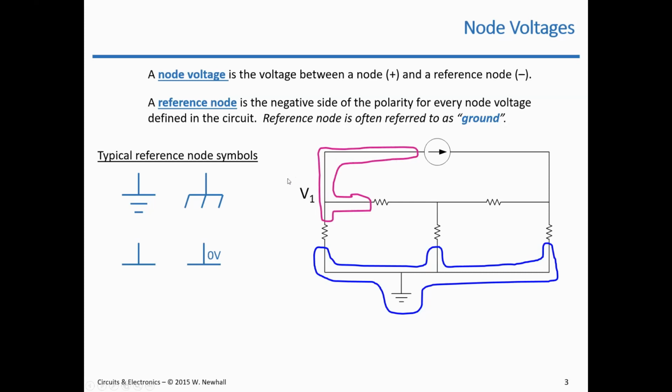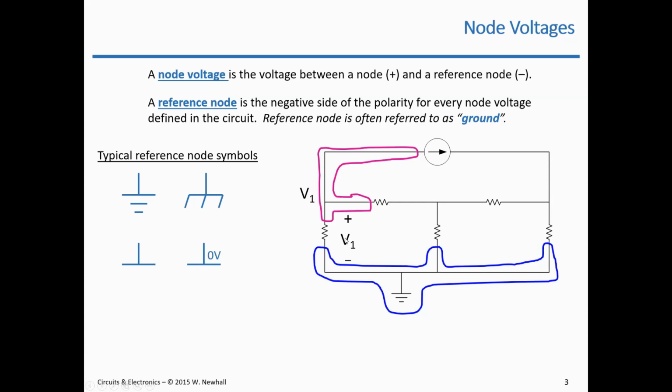Remember V1, this node voltage, I haven't shown any polarity on this. Every other voltage I showed prior to this had a polarity. That's because this polarity is implied. A node voltage is the voltage between this node, this pink node, and a reference node, the blue node, where the positive sign is at the pink node and the negative sign is at the blue node. So V1 is between the pink node and the blue node with that polarity.